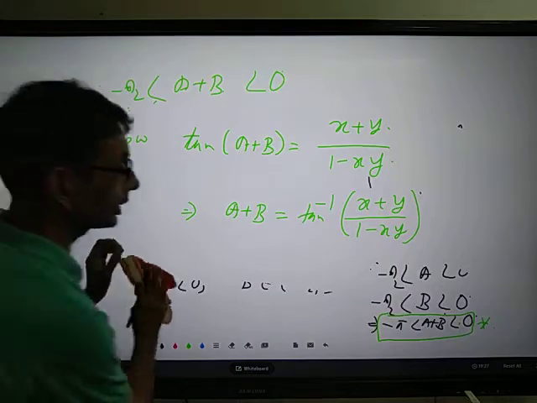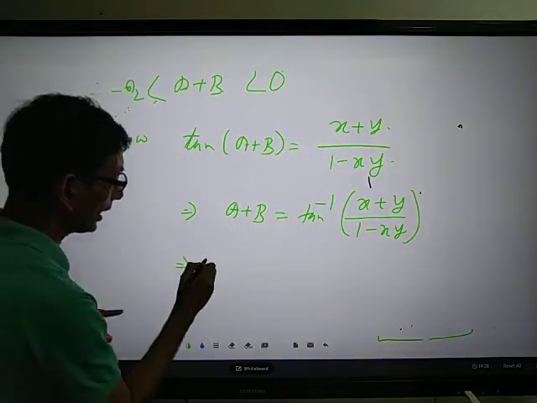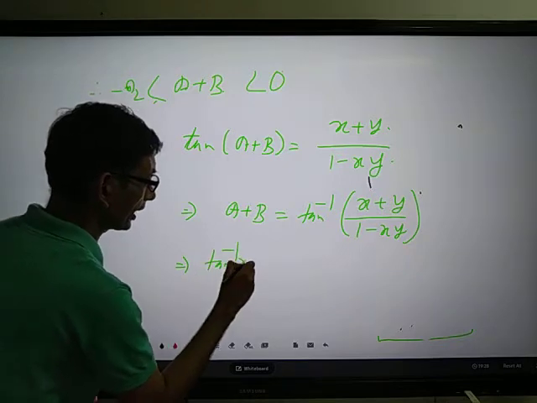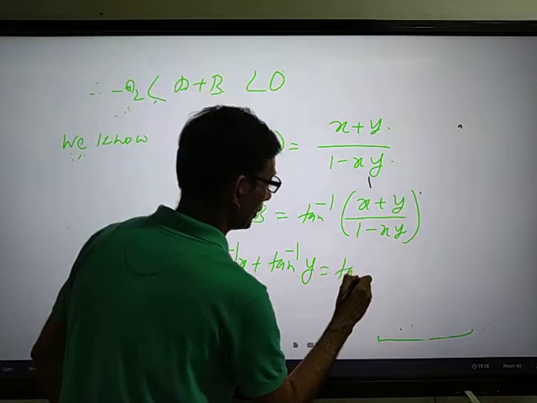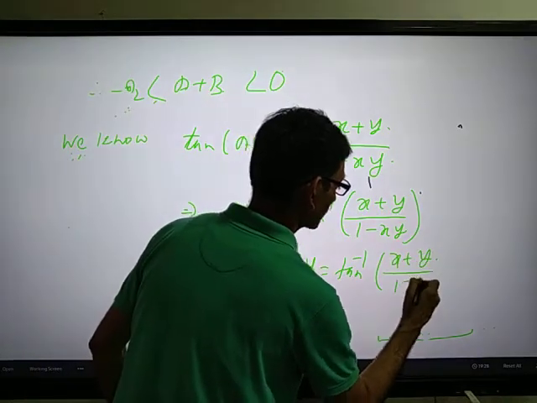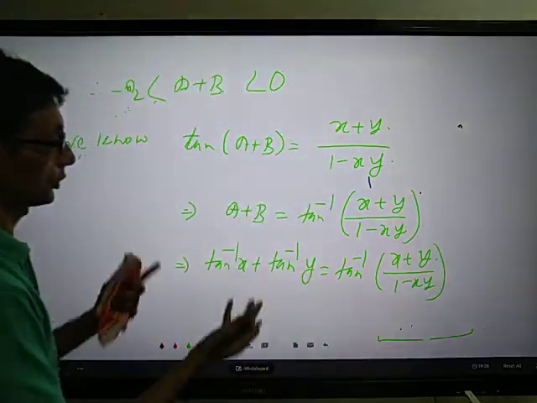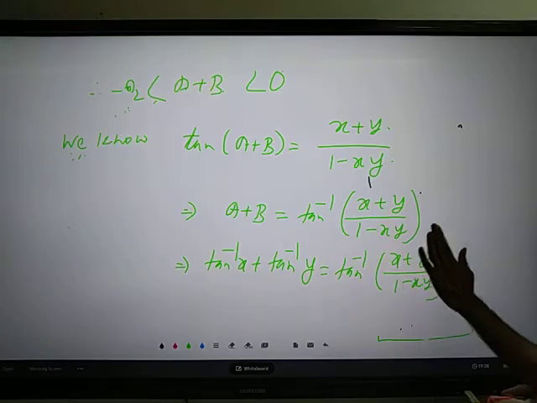Done? So now you only need to replace the value of a and b. What is a? a is tan inverse x and b is tan inverse y, equal to tan inverse of (x plus y) over (1 minus xy). Done. So this proof also looks equally simple, and this is the proof for case 2.